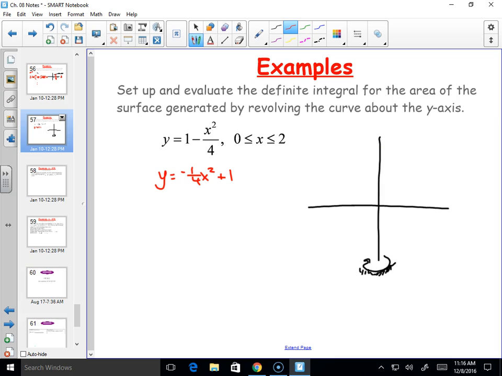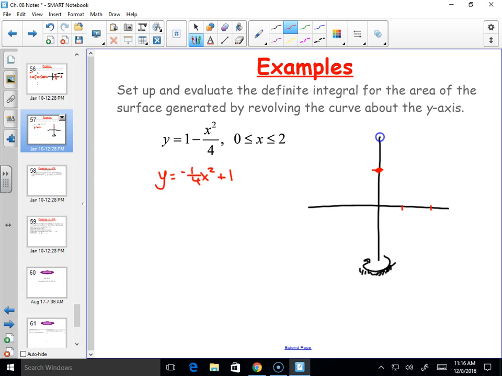Which means it's shifted up 1. It's vertically squished a little bit and it's upside down. Couldn't you also figure out the intercept really fast by plugging in 0? No, it's supposed to be wide. And 0 is going to be negative, we're at 1. That's right, 1.